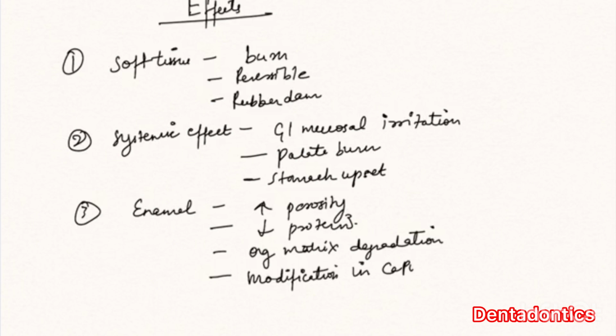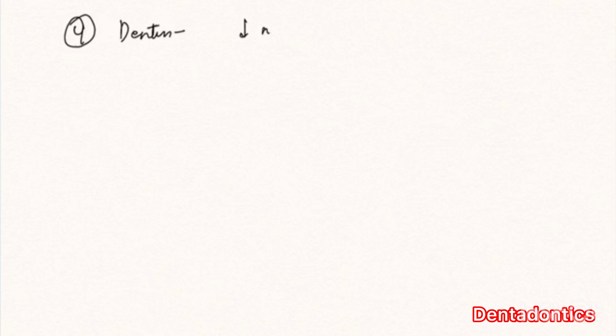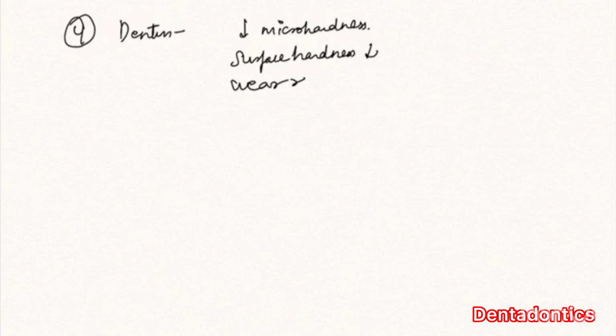It decreases the microhardness of the dentine. As we know, dentine is less hard than enamel, so it decreases the hardness of dentine. It decreases the surface hardness and the wear resistance of dentine. So not only does it cause tooth whitening, but it may also cause some side effects. Cervical resorption is very common in case of non-vital teeth.